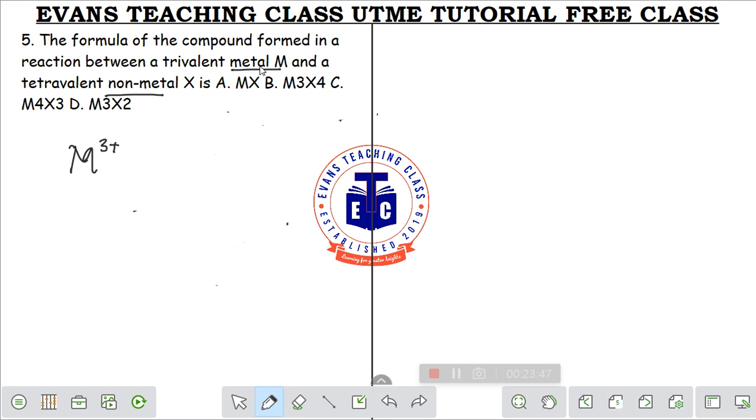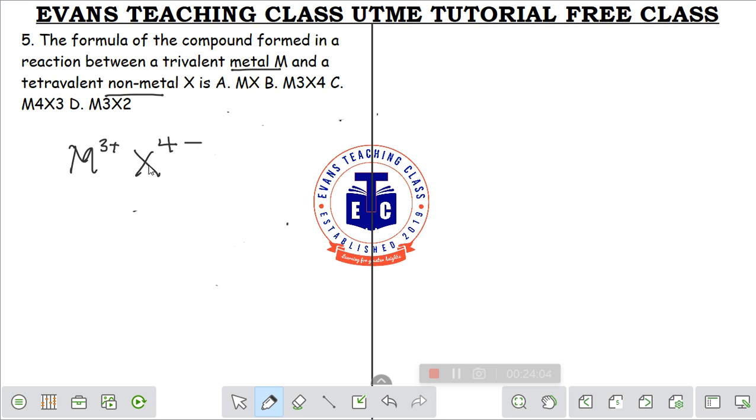So now they said trivalent metal, so it will be M3 plus. They now said if it combines with a tetravalent non-metal, this non-metal X will be 4 minus, like that.